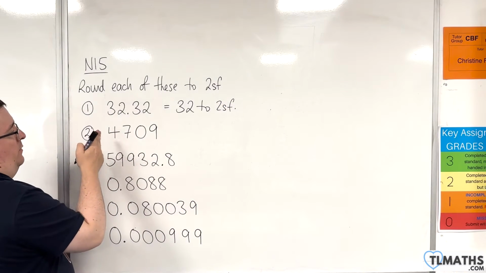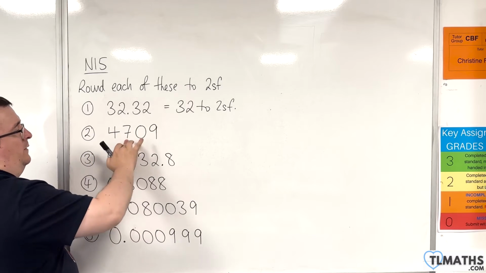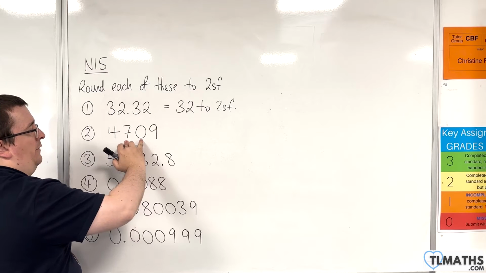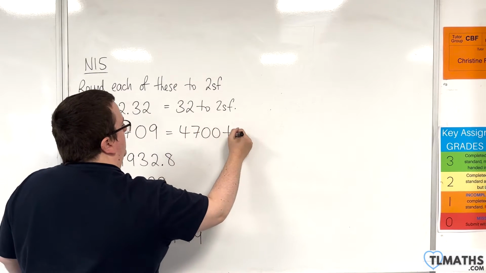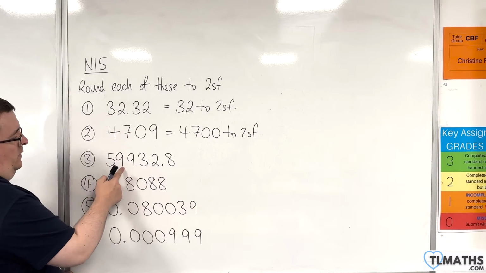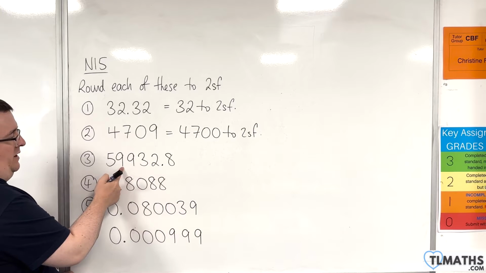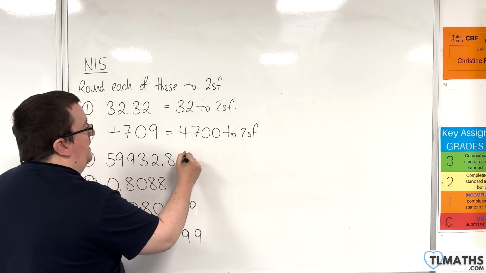4,709. Well, this is the first significant figure position, the 4. That's the second. The number to the right is less than 5, so we round down. So this would be 4,700 to two significant figures. This number here would be the second significant figure position for question 3. To the right is 9, so we round this up to 60,000.